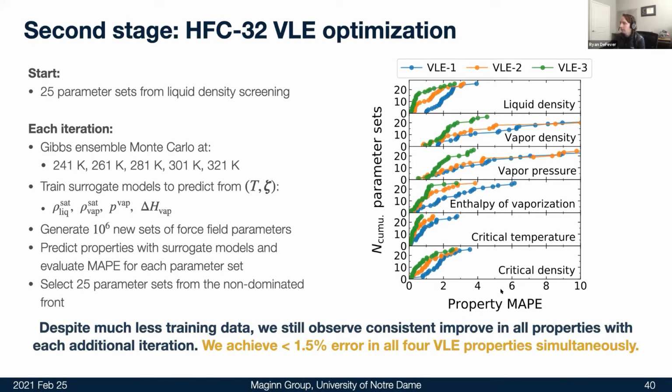Also, I'll point out we're getting the critical temperature and critical density. Those are improving even though we're not actually explicitly including those in our parameterization framework.